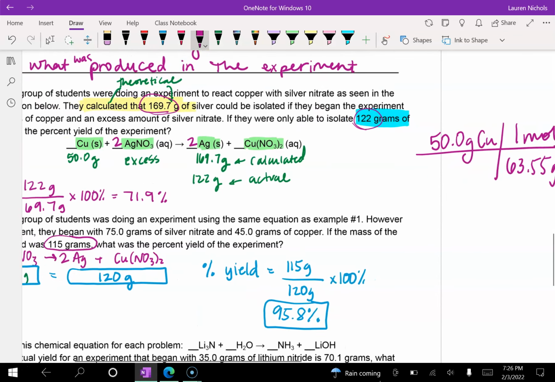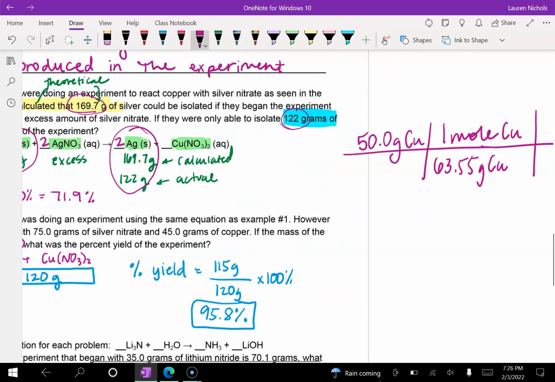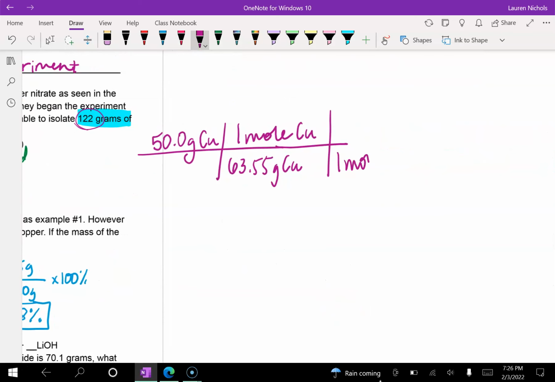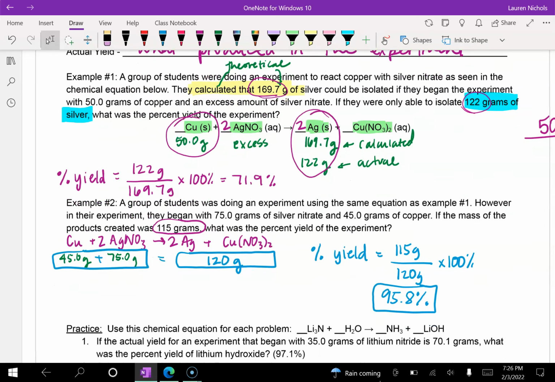And then since we have 1 mole of copper for every 2 moles of silver, we could have used our mole ratio: 1 mole of copper for 2 moles of silver. And then the molar mass of silver, so 1 mole of silver for every, I can't remember it off the top of my head, I don't have a periodic table, but the grams of silver could go right here from our periodic table, and when we did this t-chart, that would give us our theoretical amount. And that is something that you might need to do in one of your practice problems.